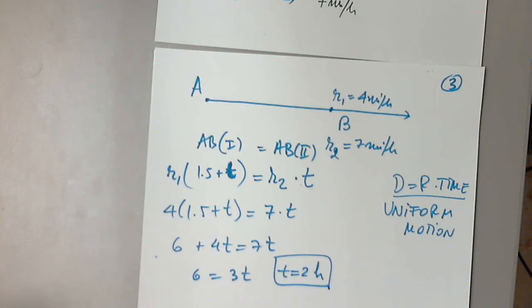So 3.5 multiplied by 4. If that equals 7 times 2, which is 14, then we're done. So the time needed for Amanda to catch up with her friend is 2 hours, 2 hours from the moment she starts walking.